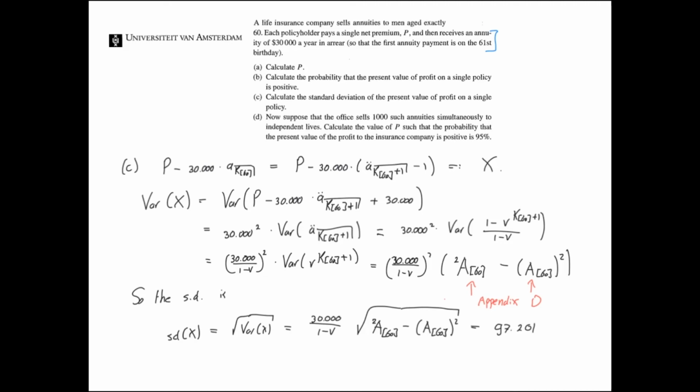part C. For part D, we suppose that the office now sells 1,000 of such annuities simultaneously to independent lives, and then we have to compute a new value of the premium such that the probability that the present value of the profit to the insurance company is positive is 95%. So we want a 95% probability to make a profit. Okay, so how to go about this?